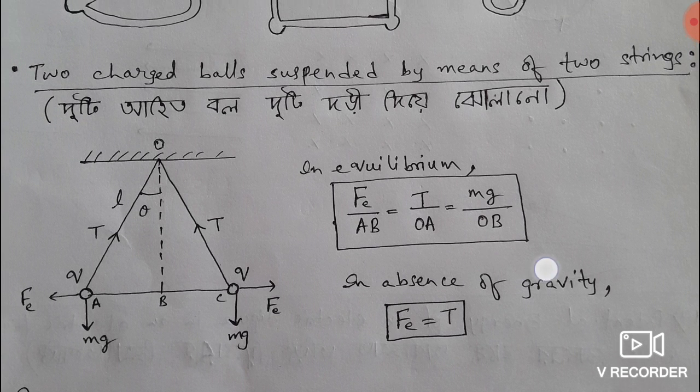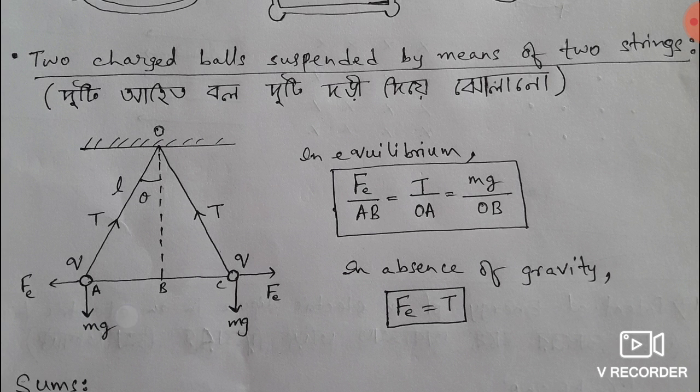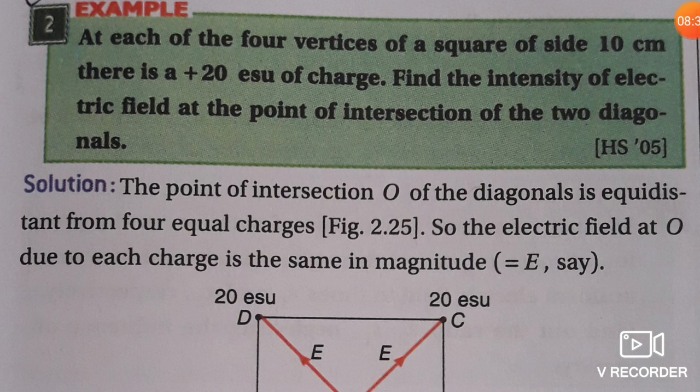In the absence of gravity, when gravity is absent, then Fe is only balanced by T. So the electrostatic force is equal to the tension in the string. So these sums are very important for the competitive exams. So let us now discuss some sums. Let us discuss one sum.